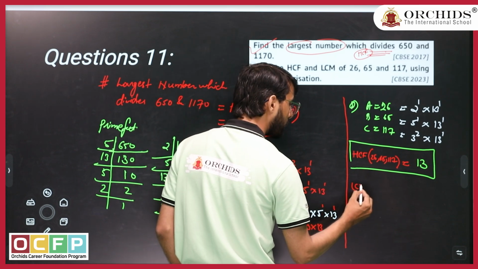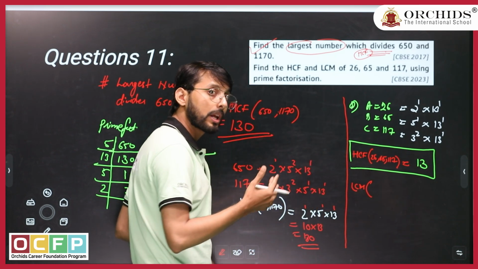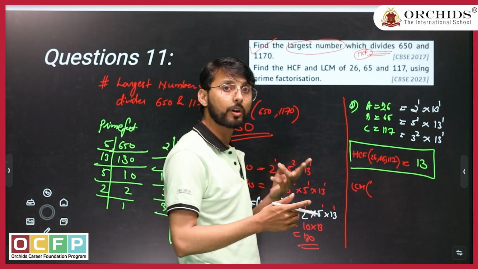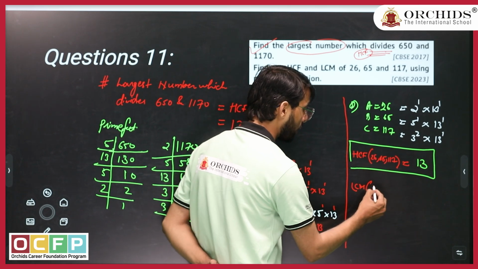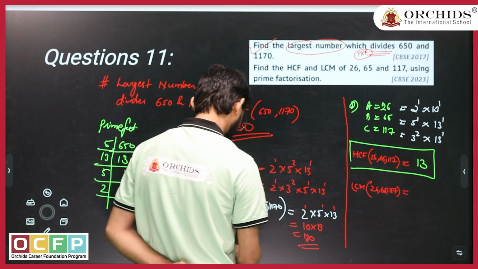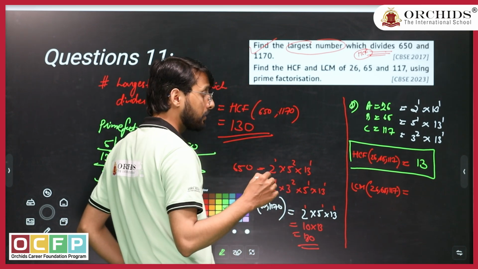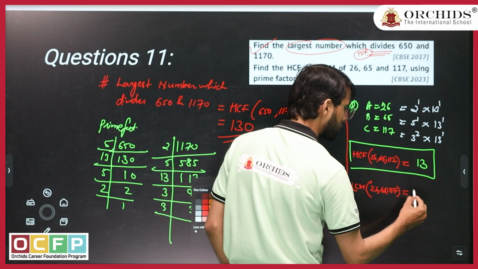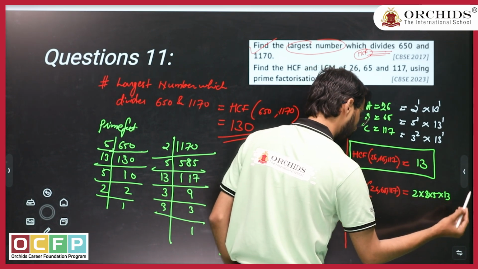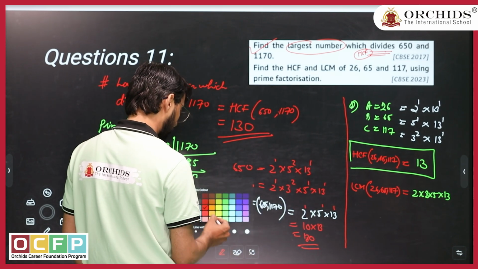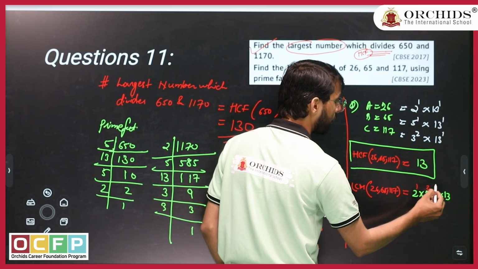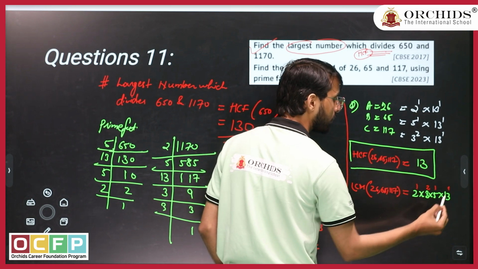LCM of these numbers. Here please don't apply the relationship that HCF into LCM is the product of the numbers, because that is applicable for 2 numbers, not for 3 numbers. So LCM of 26, 65 and 117 will be what? Again here, whether it is common or not, all the primes should come first: 2, 3, 5, 13. After this, the highest power of each prime should come. Highest power of 2 is 1, 3 is 2, 5 is 1 and 13's highest power is 1 only.